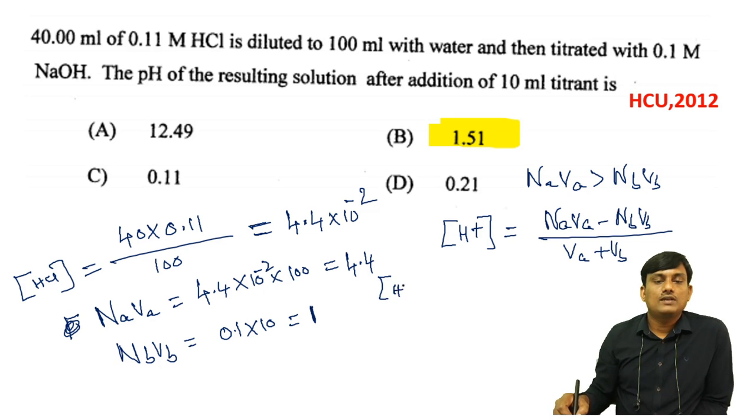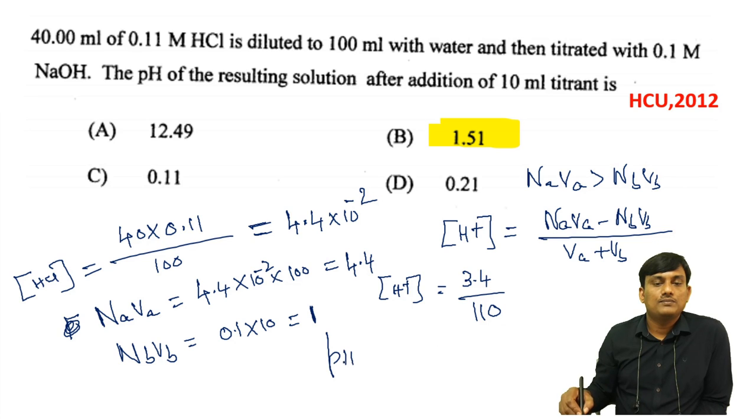So the concentration of H plus is equal to NaVa is 4.4, NbVb is 1, so it will be 3.4 by, what is the Va plus Vb? Va is 100 and Vb is 10, so it will be 110. You have to calculate the pH of the resulting solution. The pH is equal to minus log of 3.4 by 110. After simplification, you will get 1.51.